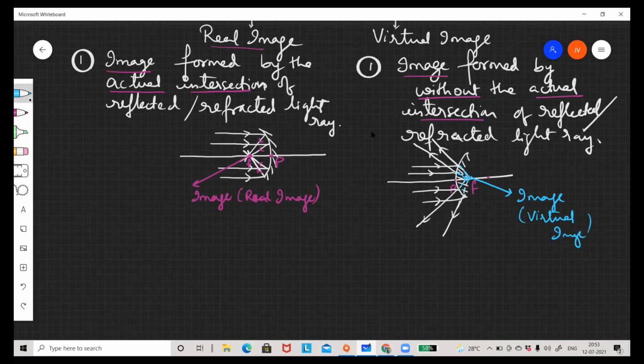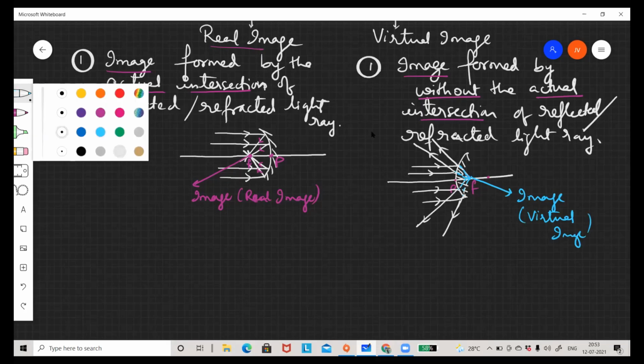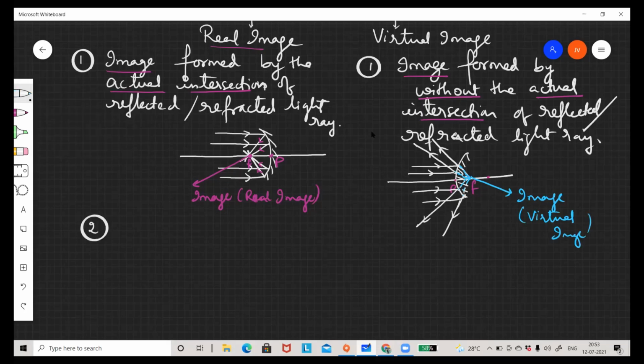All right. Then one more point for real image. Actually, we have to remember this. A real image is the image formed by actual intersection of reflected or refracted light rays. A virtual image is the image formed without the actual intersection of reflected or refracted light rays.